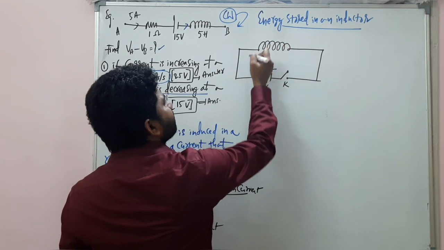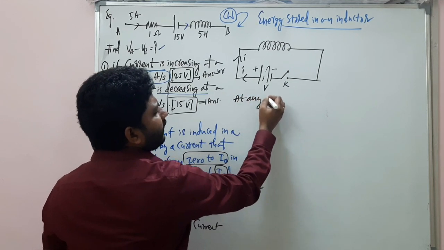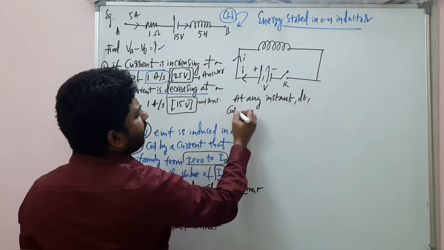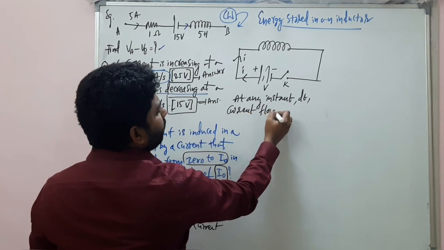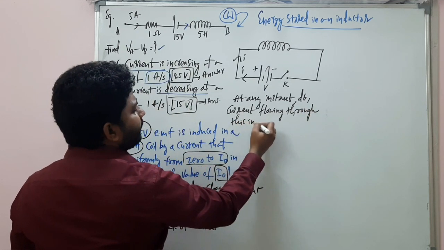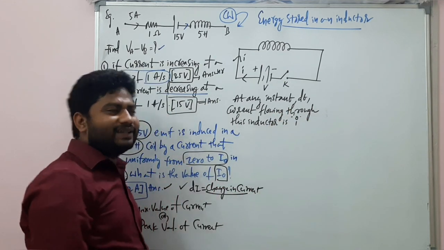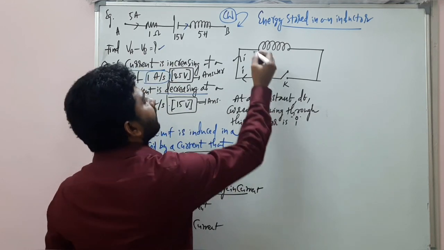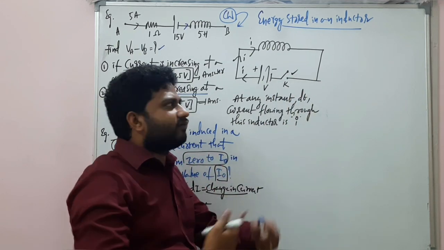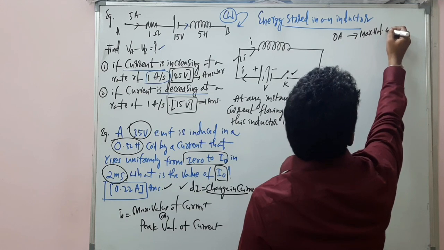Imagine the current I is flowing at any instant dt. Remember, at any instant dt, the current flowing through the inductor is I. Imagine when we switch on, what happens? Slowly the current value reaches from 0 amperes to the maximum value of current.